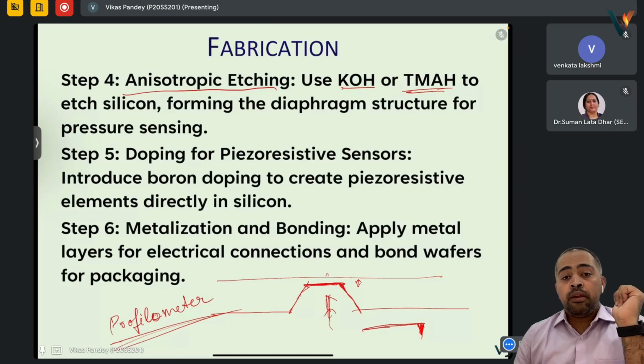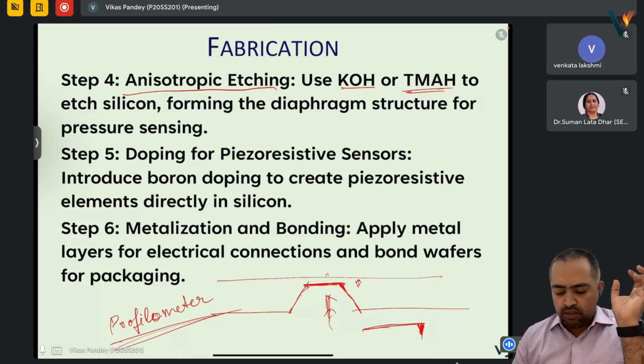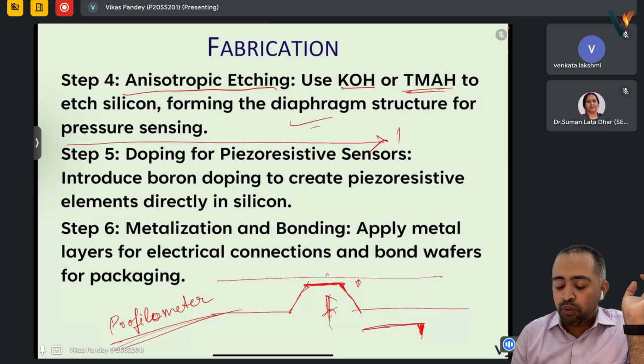Now the second thing is that in general, one step is missing. Silicon is etched, yeah, this is done. No, one more step is here. Polysilicon is deposited.